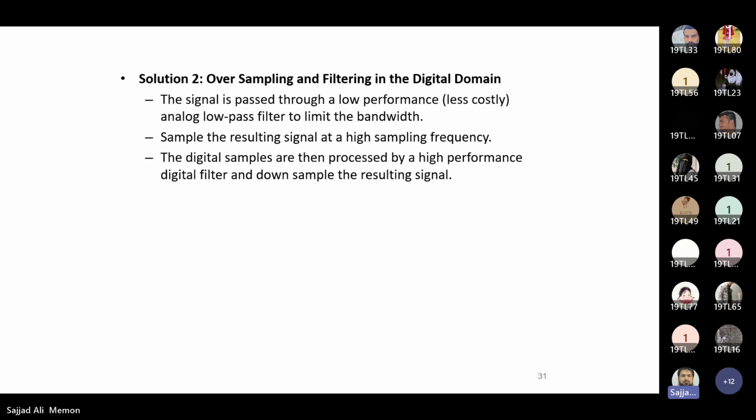To compensate for that, we should be doing the high sampling. In the third step, we can compensate by using the high performance digital filter to filter the digital samples, and we downsample the resulting signal. So these are the two solutions that can be used to avoid aliasing.